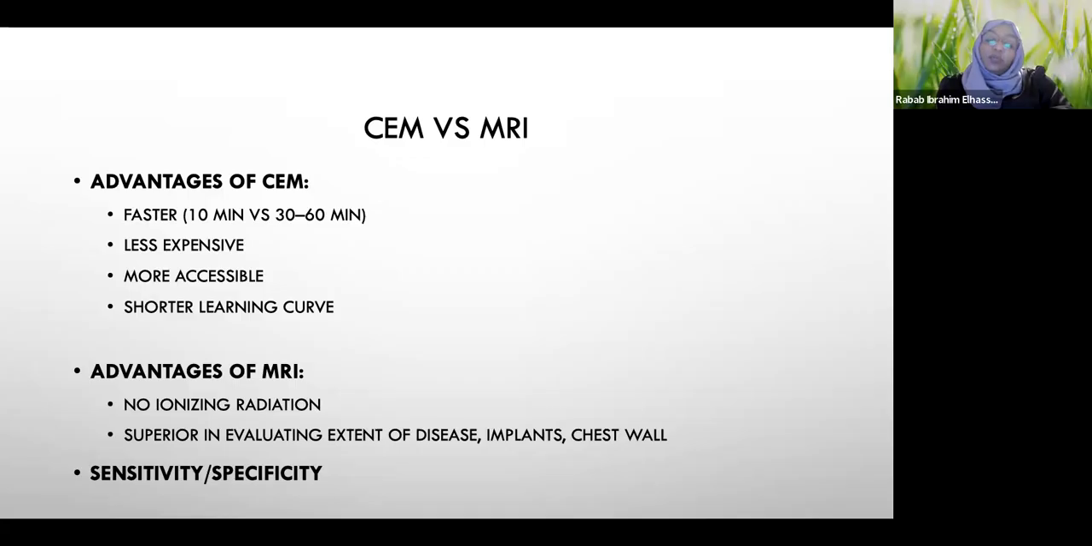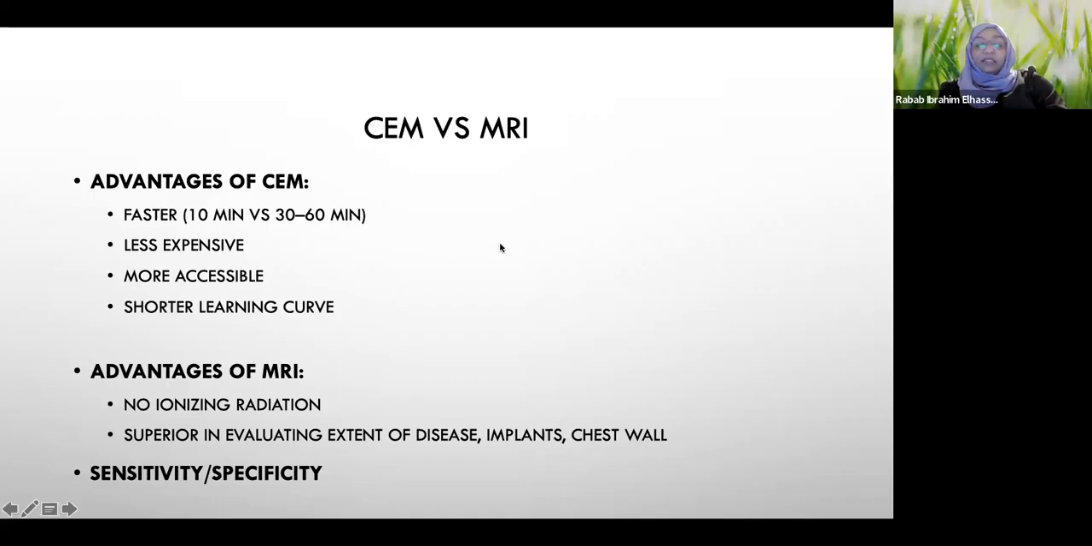MRI is still superior for evaluating the extent of the disease, but in clinical practice, I find that the surgeons want to know if this breast is conservable or not. So sometimes the exact size of the tumor doesn't really matter.